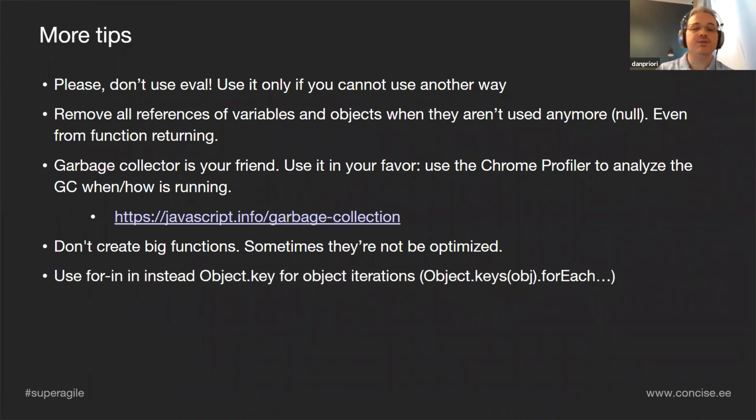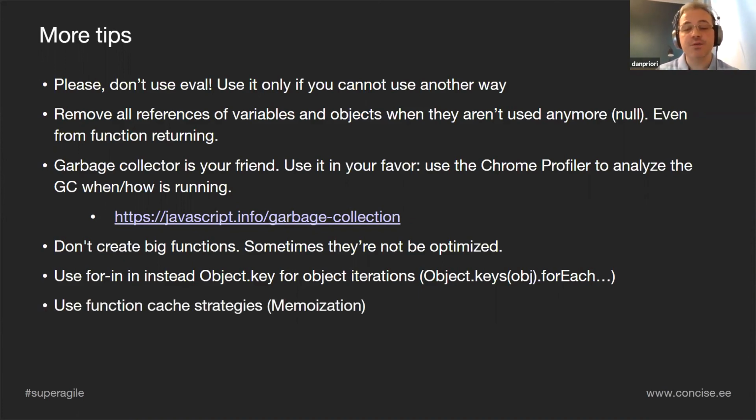So use for-in instead of Object.keys for object iterations. People think that for-in is slow, but if you compare it with Object.keys to create iterations using objects, for-in is much faster.